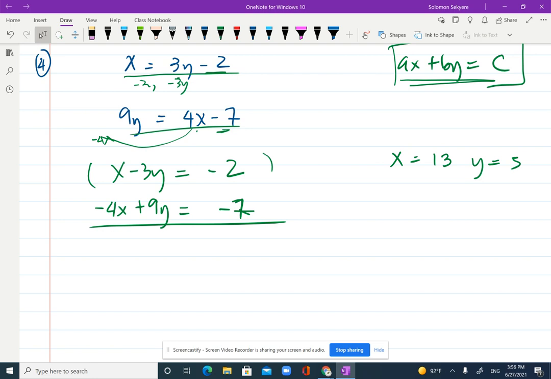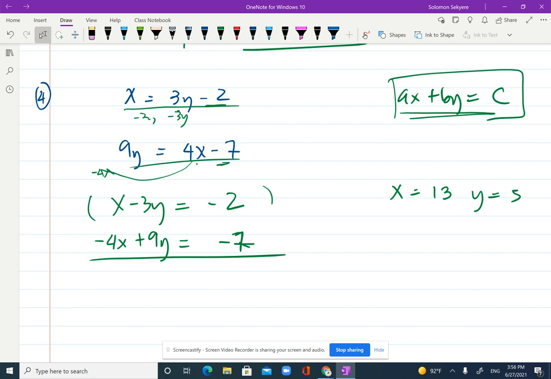What do you do at this point? You can either multiply the top here by 4. In that case, you're going to end up with 4x minus 12y equals negative 8.